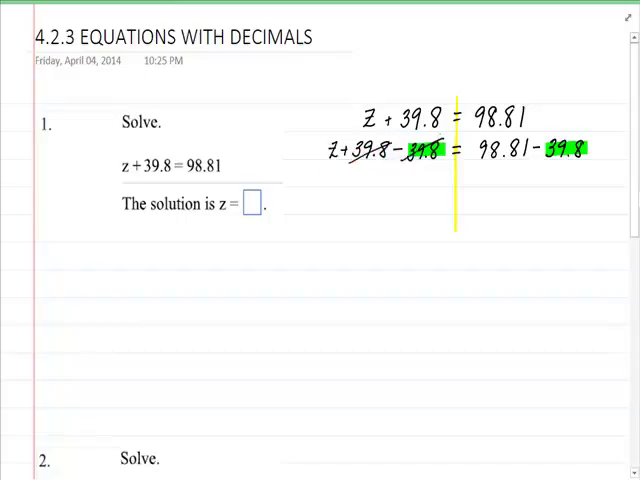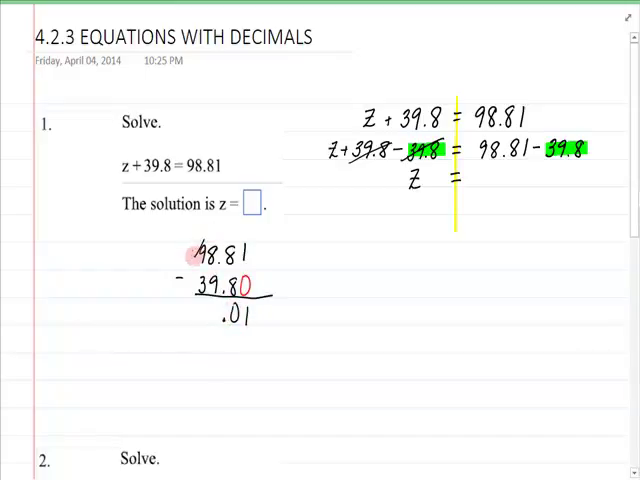Those cancel out completely, leaving me with just a letter Z is equal to, now I'm going to go off where I can write that down. I have 98.81 and I'm subtracting 39.8. I'm going to fill in with a 0 there. 0 from 1 is 1. 8 from 8 is 0. Bring down the decimal point.